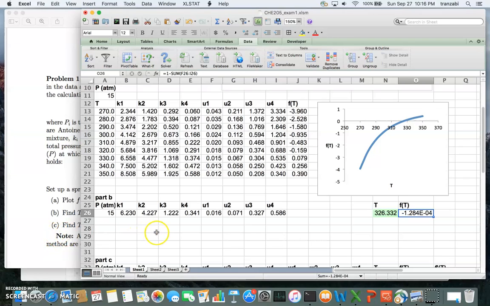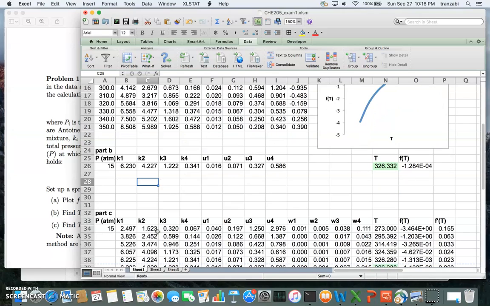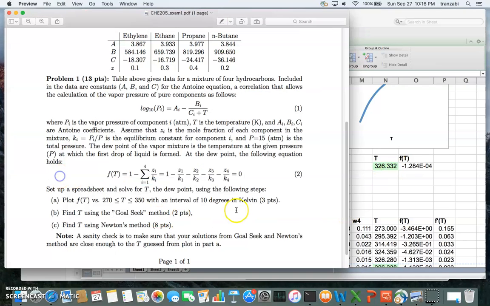And then the last part is part C, which I think most students had problems. And I think the major problem was how to get the derivative of f of t. So we know how to calculate f of t. The only thing is how to get the derivative of that. So let's go back to the function.